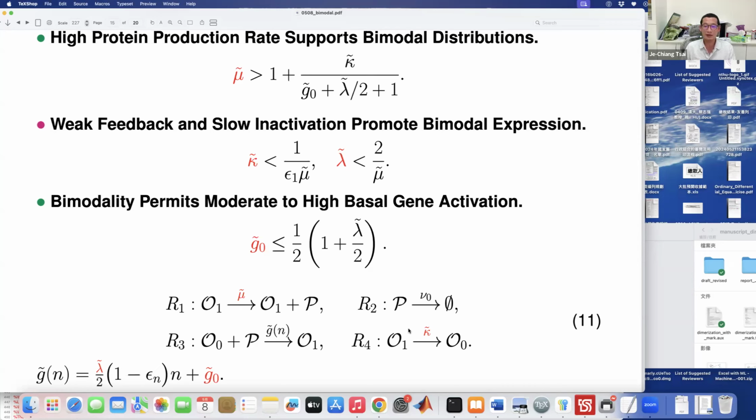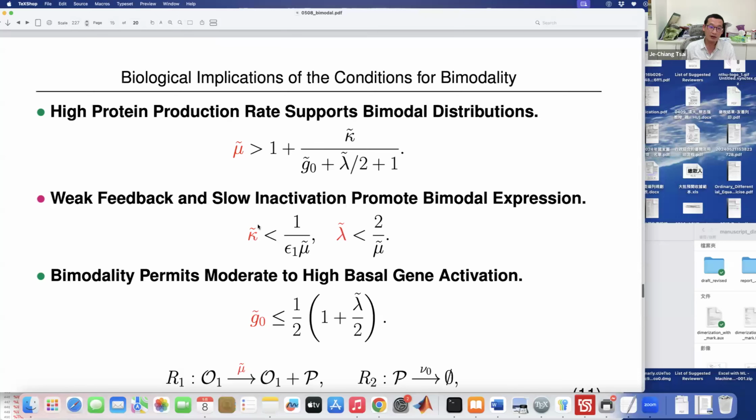So if kappa delta is very large, it means the gene is more likely to be shut down, so you will expect a monotone decreasing distribution. So this should be small. And how small is proportional to 1 over the transcription rate, 1 over mu delta. The second one is also clear.